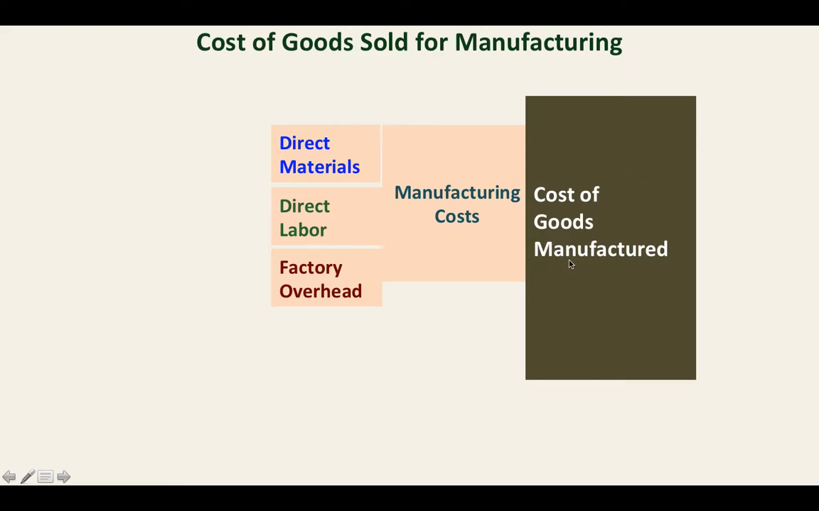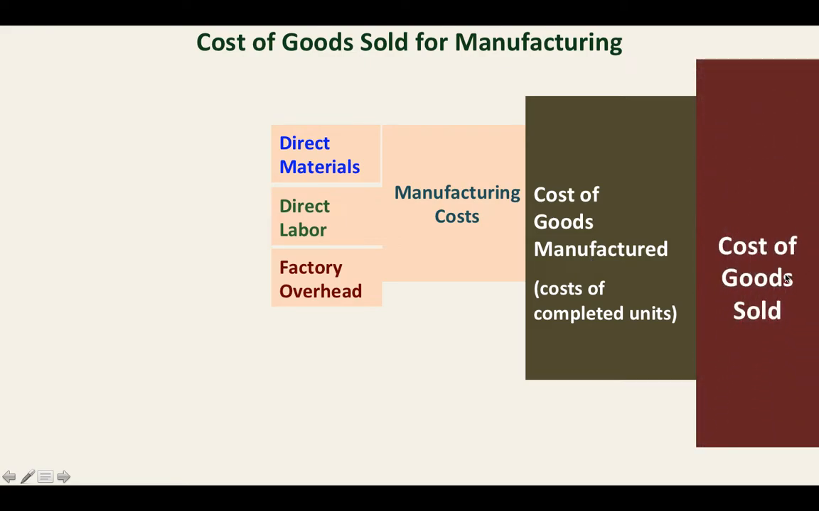And then, if all the goods that you have manufactured were sold, this will also be your cost of goods sold. So if this is your manufacturing cost for, for example, 1,000 tables, and you have completed everything, the tables, that will also be the cost of goods manufactured for your tables. And then you sold those 1,000 tables. That will be the cost of goods sold for 1,000 tables.